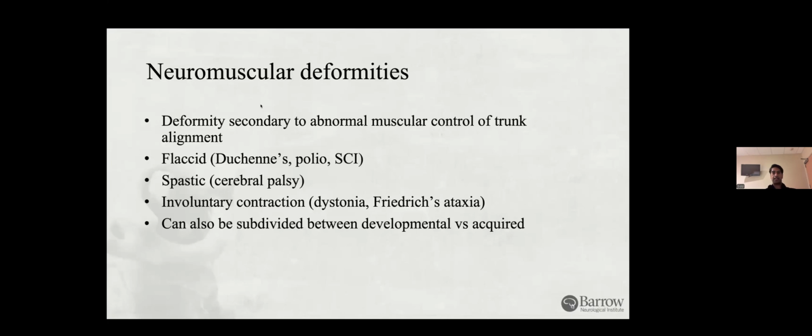So now let's get into the different types of deformities. The neuromuscular deformities, as I mentioned before, are secondary to abnormal muscular control of the trunk. And like I had mentioned, the spine is a constantly dynamic organism. I'm going to keep hammering that. So if the muscles do not embryologically form as expected, then you can expect the spine to also have some sort of deformity. There are different types: flaccid, spastic, dystonias, and there's a difference between a developmental and acquired neuromuscular deformity that are beyond the scope of this talk, but I just wanted to emphasize that the spine will be a part of neuromuscular syndromes.